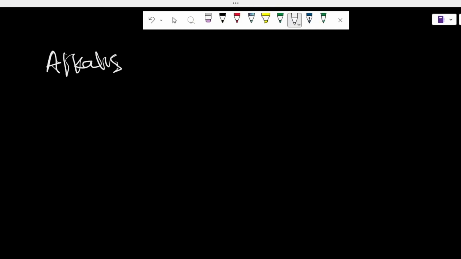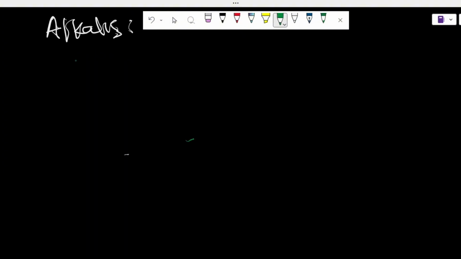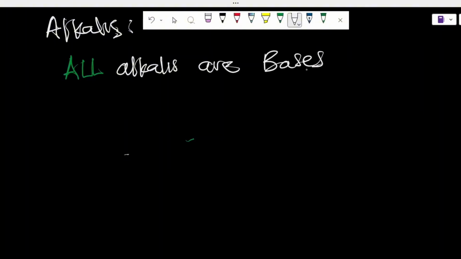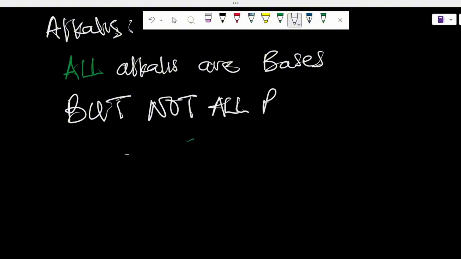Now, when you're comparing alkalis with bases, you realize that all alkalis are bases, but not all bases are alkalis. So what does that actually mean?